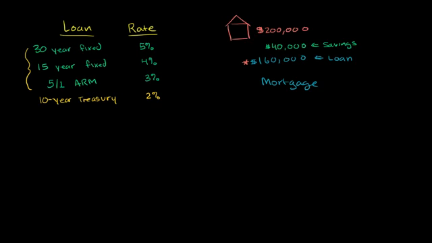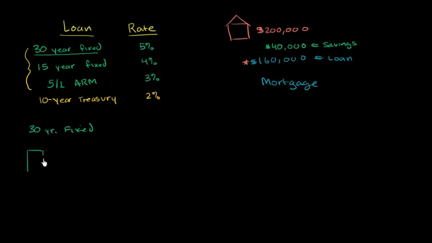A 30-year fixed mortgage means that your payment and your interest rate are fixed over 30 years. And over the course of those 30 years, you will pay off your loan. So let me write it over here. Let's think about a 30-year fixed mortgage. What will happen is you will have a fixed mortgage payment every month.